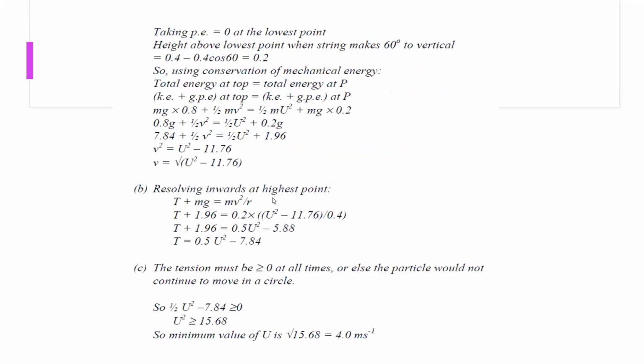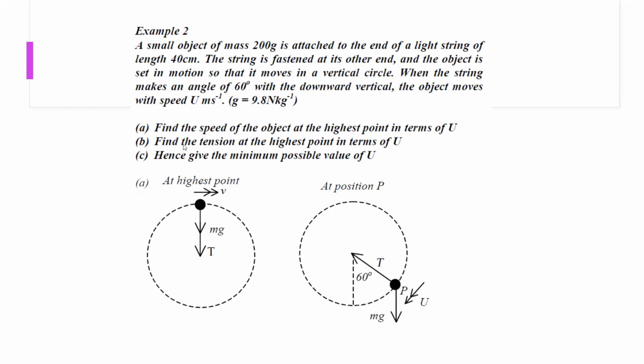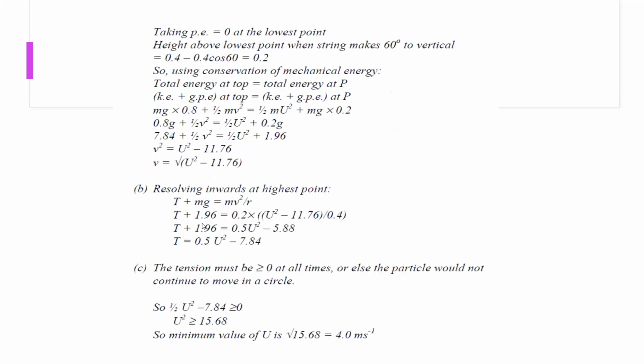They use resolving at the highest point, because the question is to find the tension at the highest point. So at the highest point, as we know, tension and weight are both acting down. So centripetal force is equal to mv squared over r, that's the formula for centripetal force. But in this question, the centripetal force is equal to weight plus tension. So we'll get the result. And the tension must be greater than 0 at all times, so we can find the speed using this. We need a minimum value for u, so we can just substitute T greater than or equal to 0. So we can find the value for u, which is about 4 meters per second.